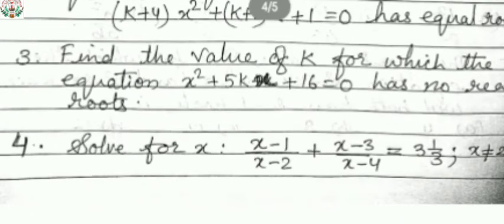Okay. Then next, the fourth question is solve for x. The given equation is (x minus 1) upon (x minus 2) plus (x minus 3) upon (x minus 4) equals 3 1/3, where x is not equal to 2, 4. Now here first take the LCM of these denominators, that is x minus 2 and x minus 4. Take the LCM, (x minus 2) into (x minus 4), and simplify.